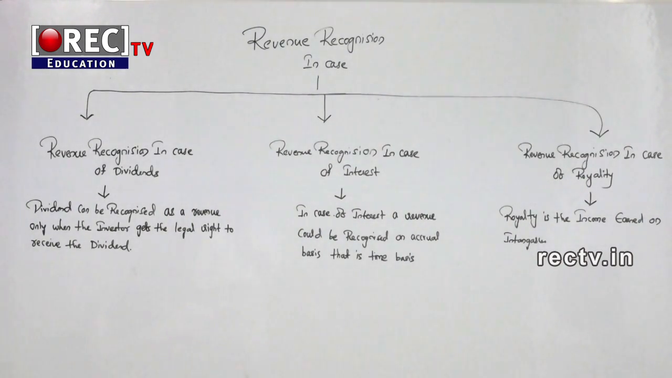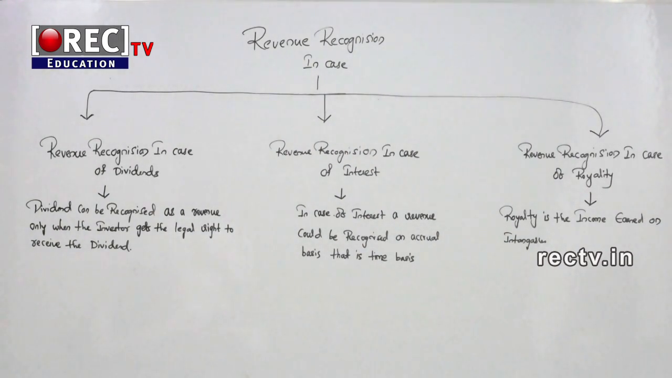only post AGM. Note here, as we discussed in case of sale of goods and in case of sale of services, two conditions should be met, that is measurability and collectability. And here also, when we are discussing dividend, there should also be measurability and collectability.